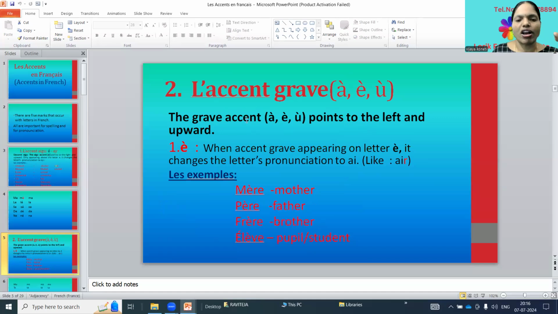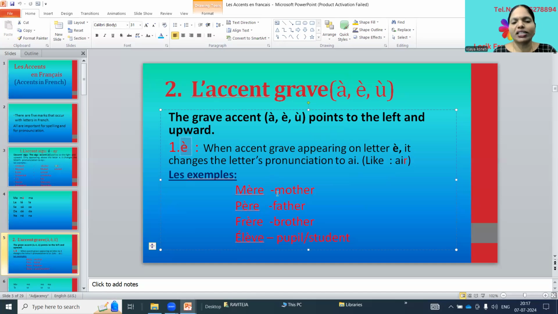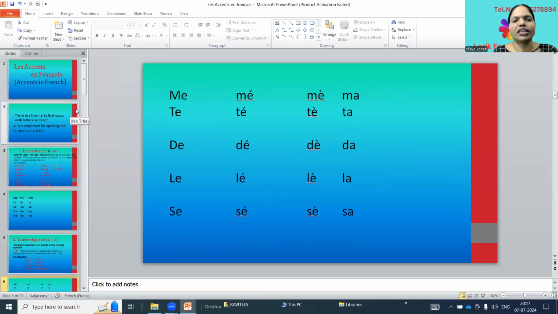Whenever l'accent grave comes on the letter E, the pronunciation changes to A sound, like air, take out the R sound. Example: mère, mother. Père, father. Frère, brother. Élève, so two accents are there. Élève means student.